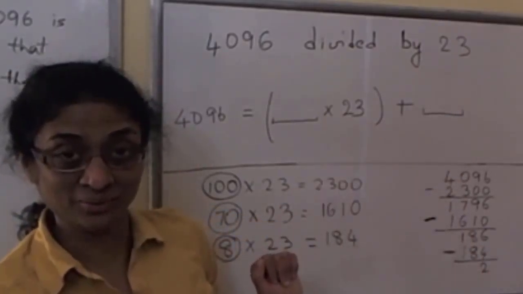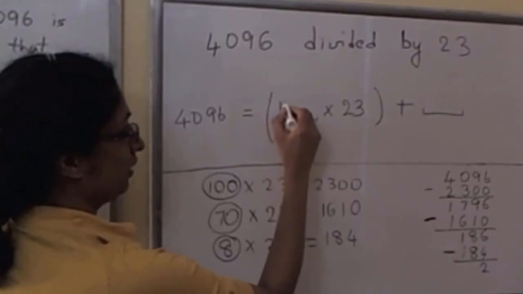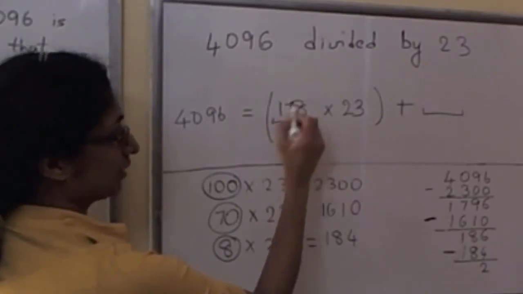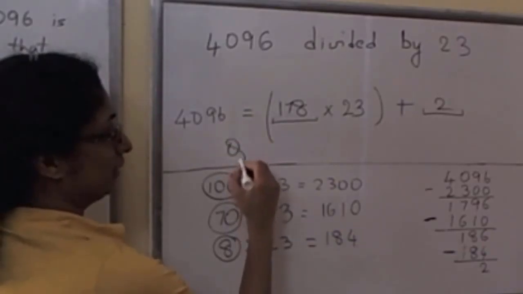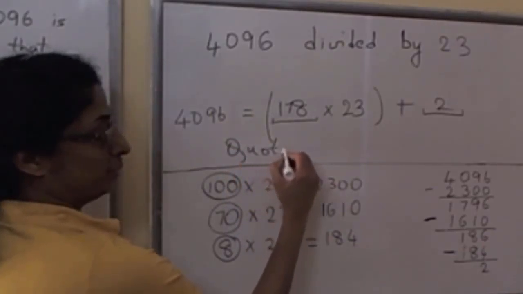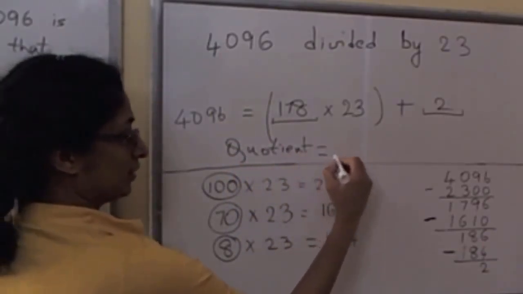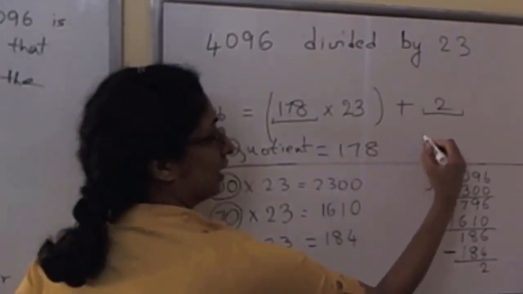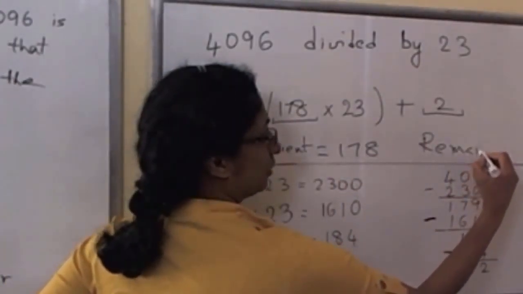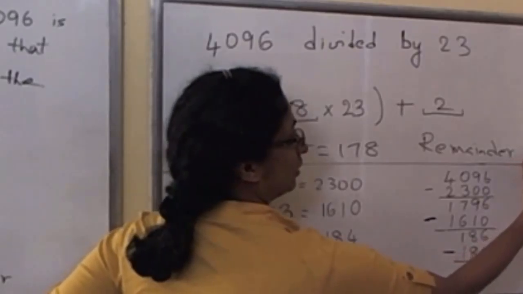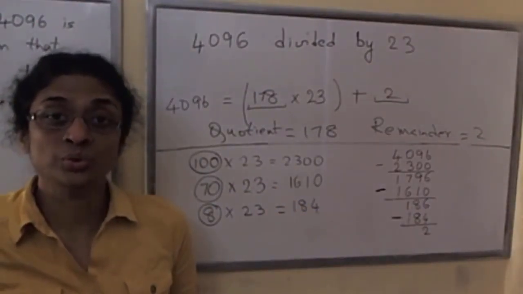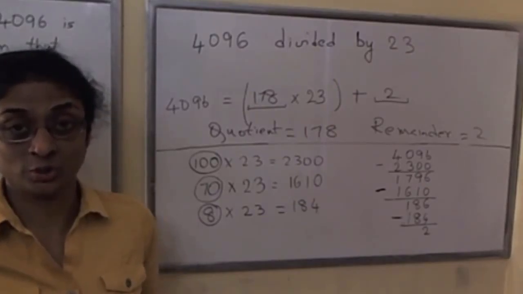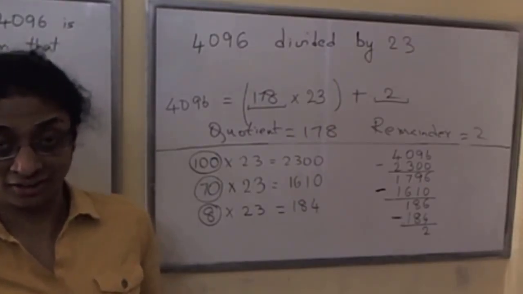So let's write that down now. 178 and 2. So that means in this division with remainder problem, the quotient is 178 and the remainder is 2. So these discussions will slowly lead up to what we call the long division algorithm.